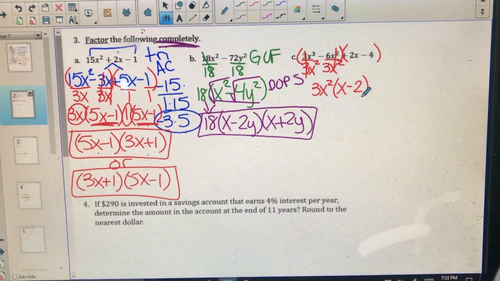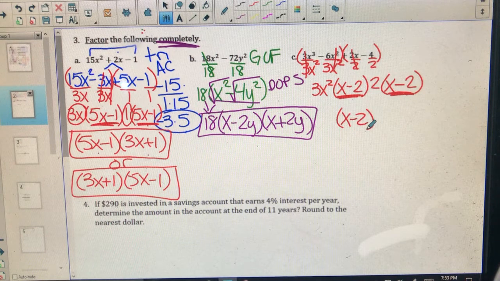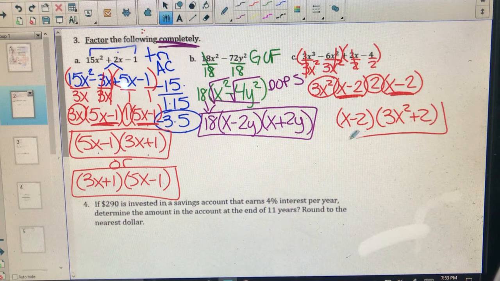In my second group, my GCF is a 2, so I put that 2 out in front. These 2's cancel, and I'm left with x, and negative 4 divided by 2 is negative 2. Thank goodness these match up. That means I've done it correctly, and I bring that down in my answer. And my other factor is what is remaining, 3x squared plus 2. And again, just like I said in A, you could write those in the opposite order and put the 3x squared plus 2, then the x minus 2.